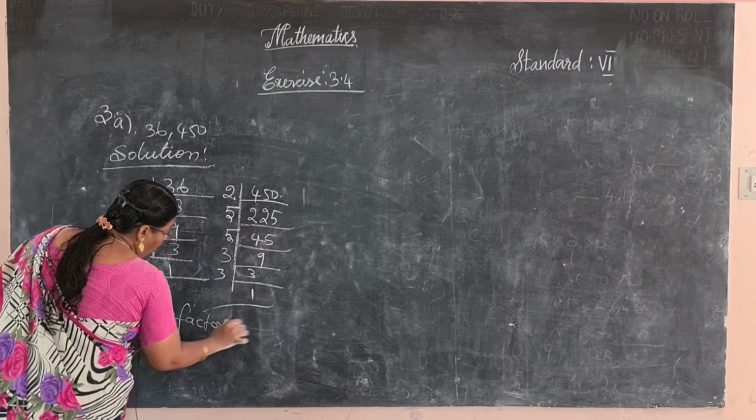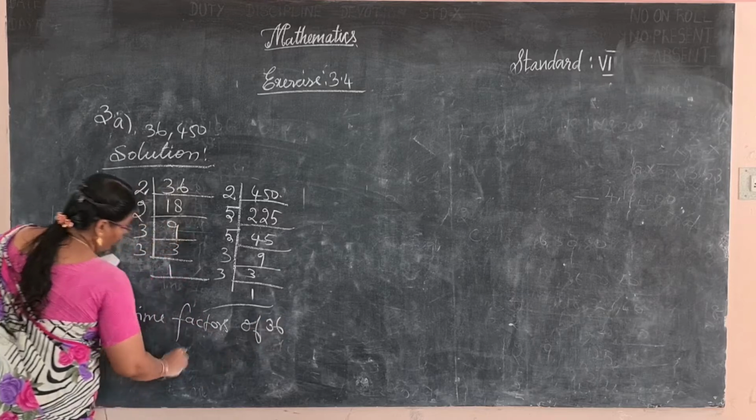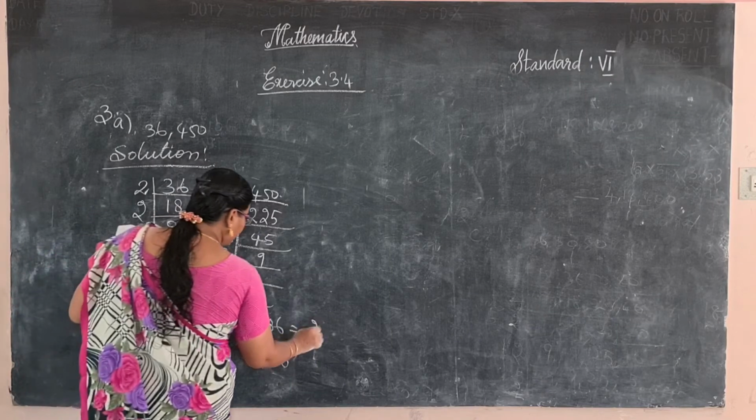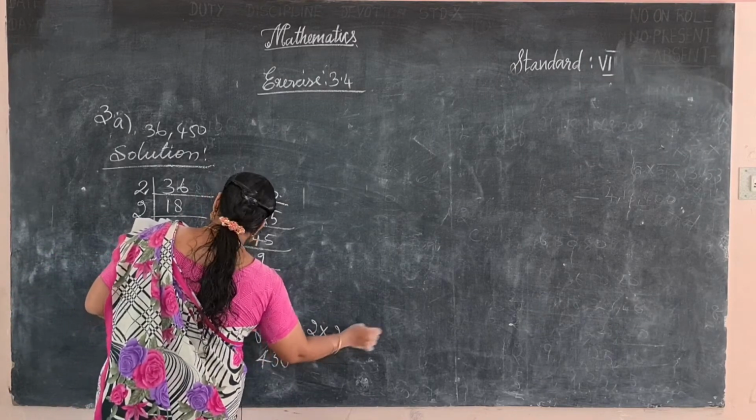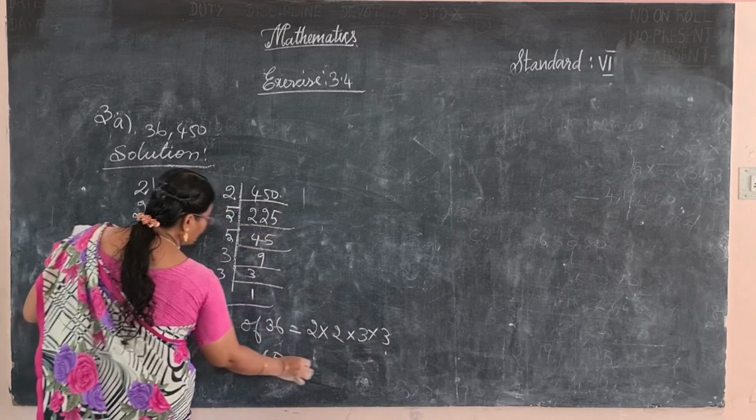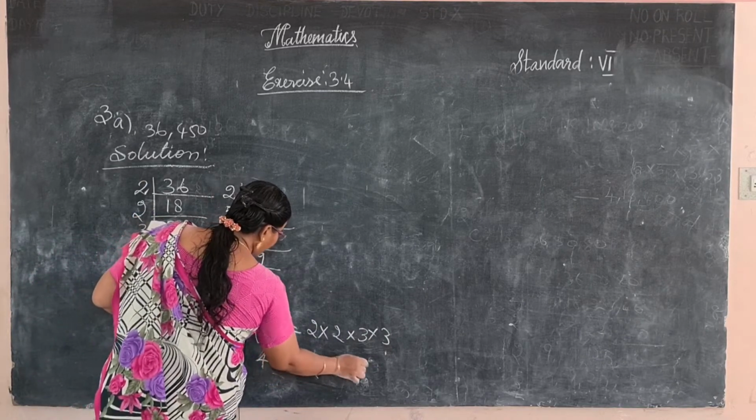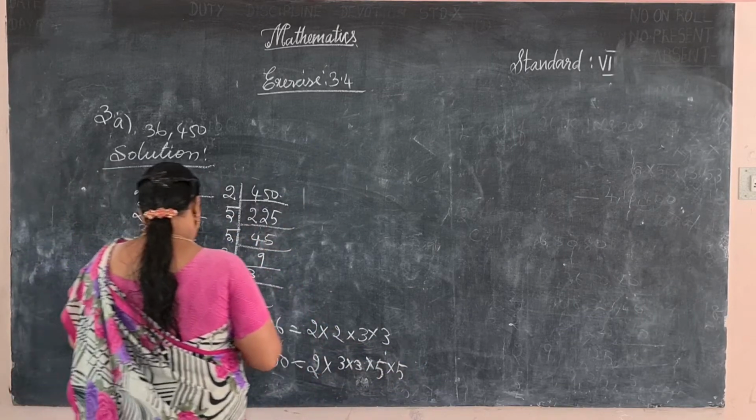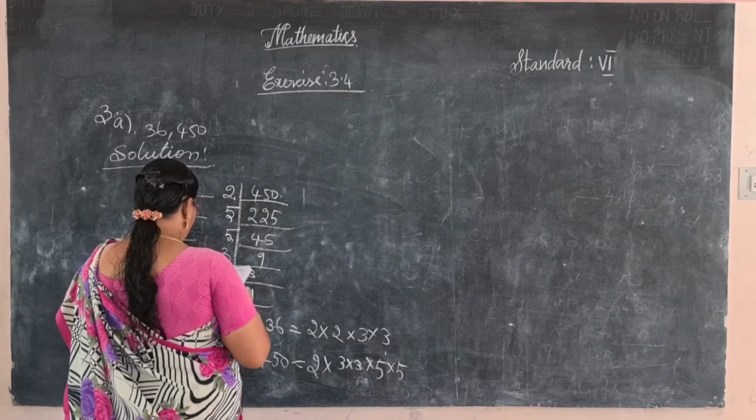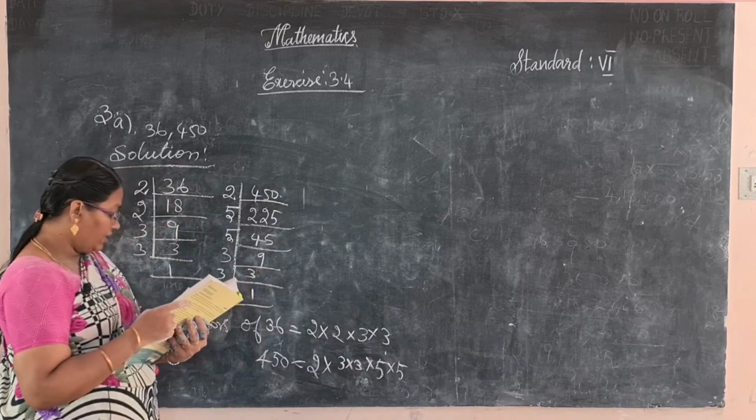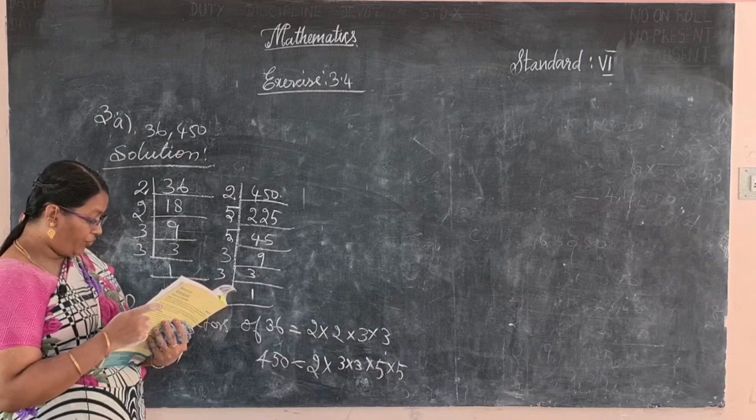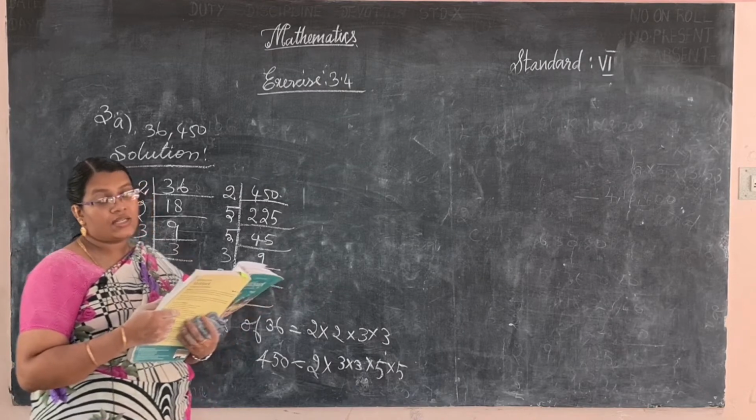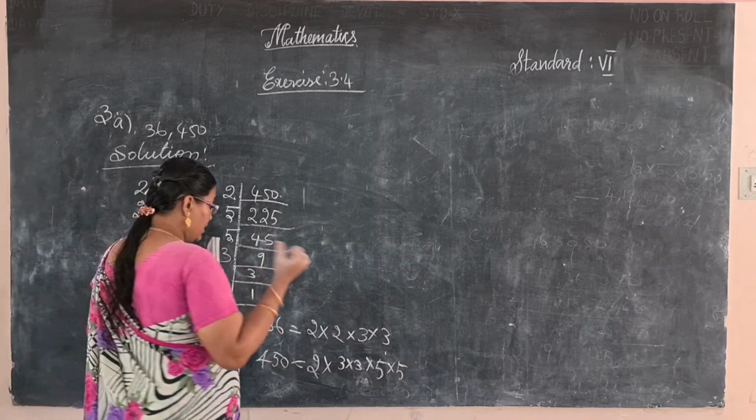Okay, prime factors. So now write the prime factors of 36 and prime factors of 450. What are the factors? 2 into 2 into 3 into 3. And here, 2 into 3 into 3 into 5 into 5. Okay, we have to find the HCF and LCM, because it asks: find the HCF and LCM of the following and verify that the product of the numbers is equal to HCF into LCM. So you should find out the LCM and HCF.